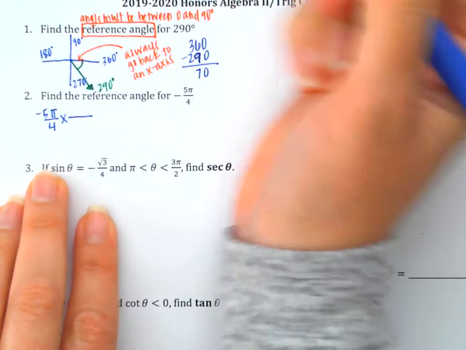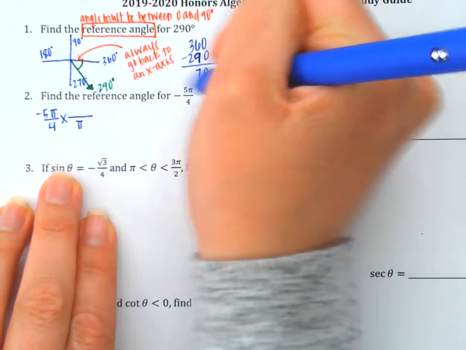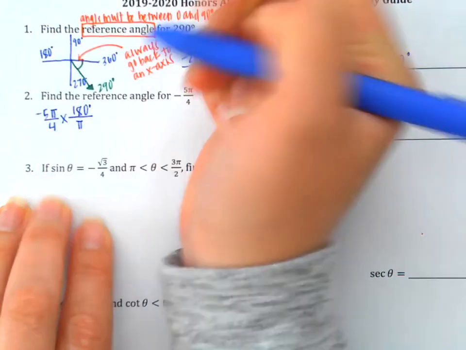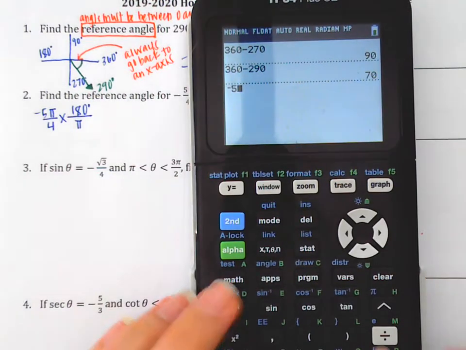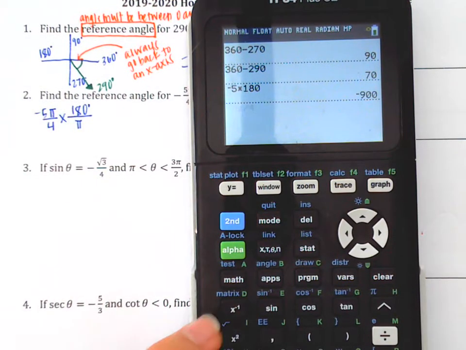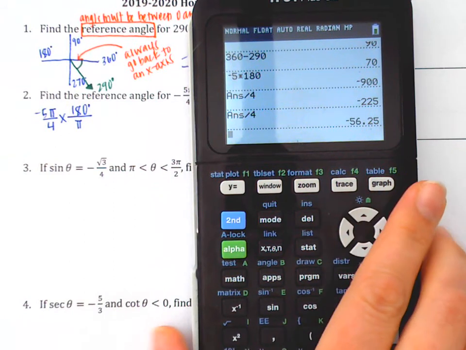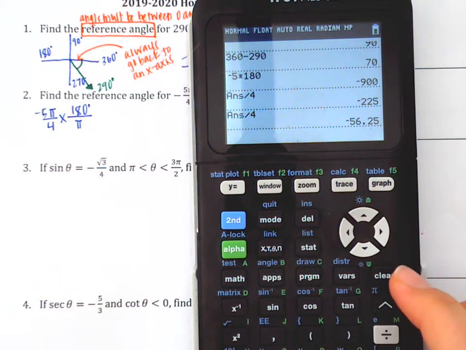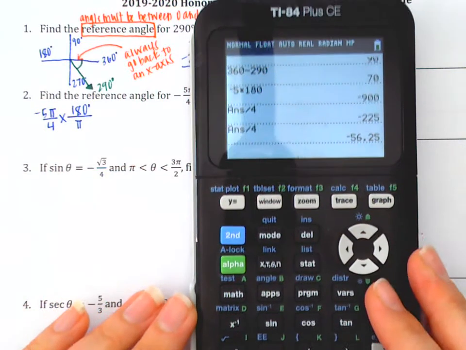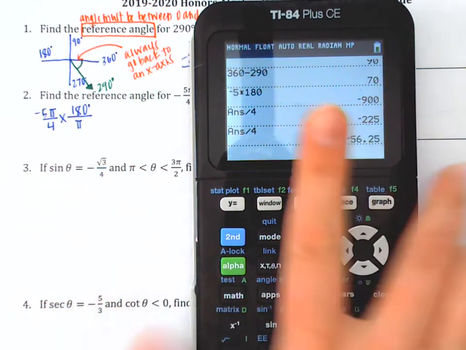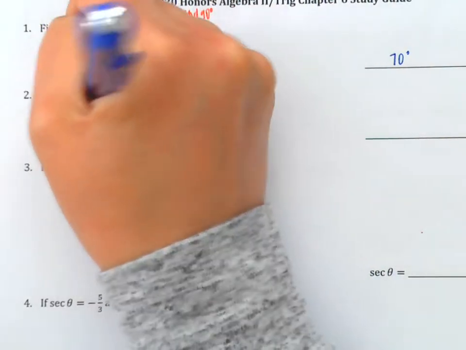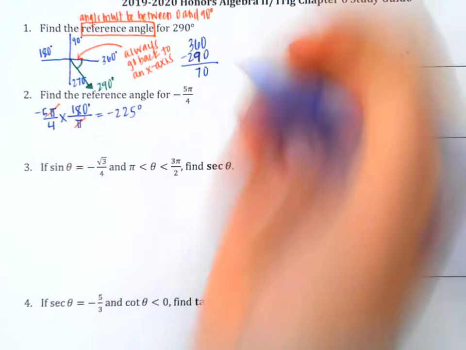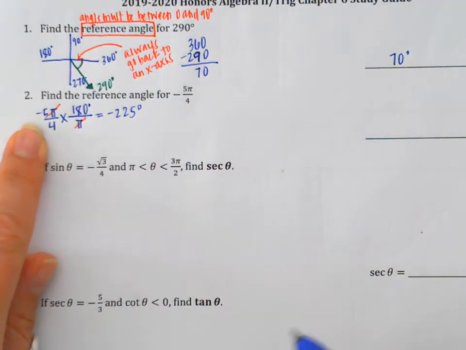So remember to convert to degrees, we'd put pi on bottom and 180 on top. And then I would use my calculator, and I would do -5 times 180 divided by 4, because I know the pi's are going to cancel out. Somehow it divided it by 4 twice, so it's -225. So the pi's cancel, and we get -225 degrees. So that's just converting it to degrees.